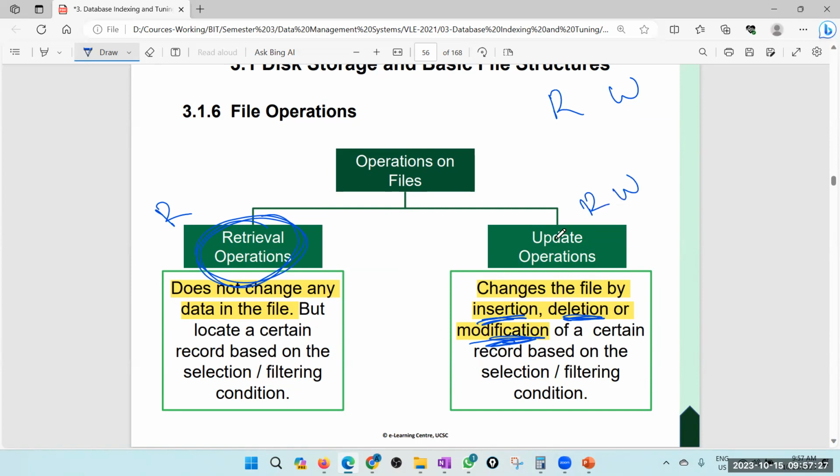Even insert is an update operation because we have to update a block. Deletion is also updating a block. And obviously update is again updating a block. So therefore, we can look at it as retrieval and update, where retrieval needs only a block read to the memory. Updates, that is insert, delete, modification, need both read and write. Okay. So understand this properly.